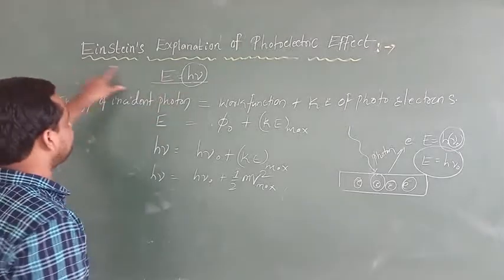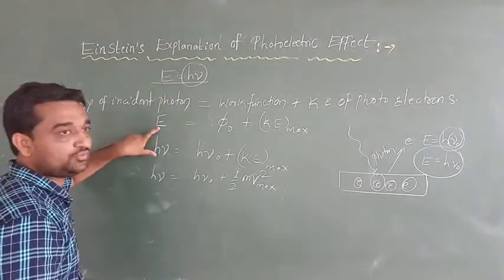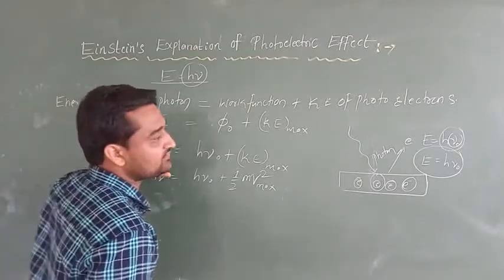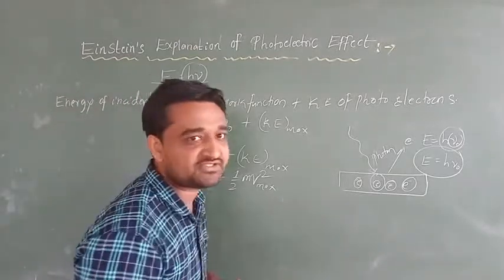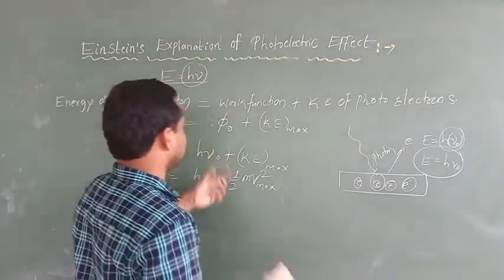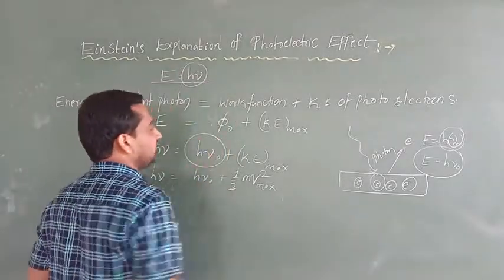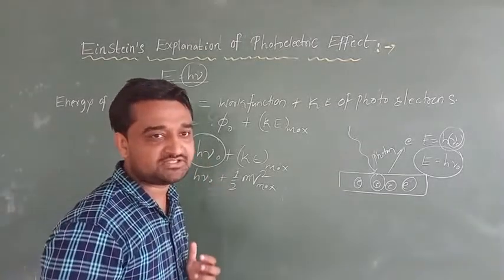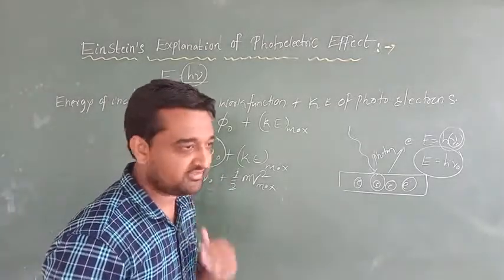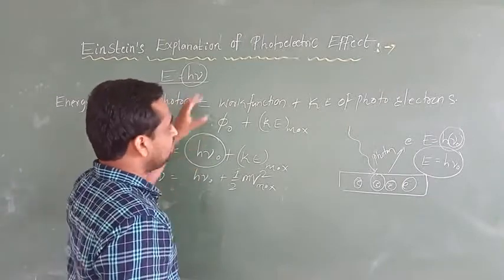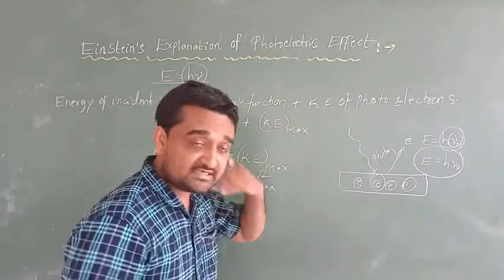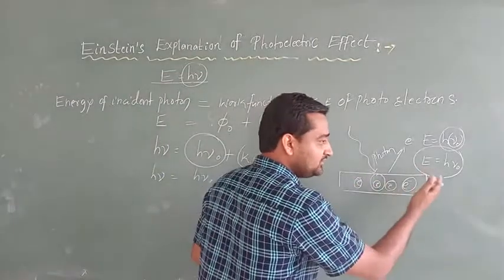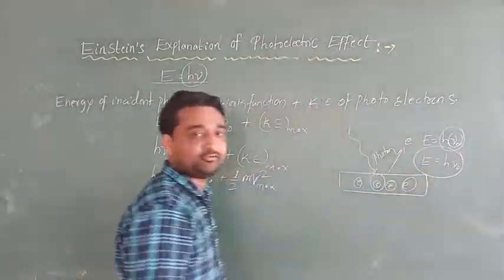The total energy of the incident photon is E is equal to h nu, right? Some amount of this energy is used for the work function of the metal, the minimum amount of energy required to liberate the electrons from the metal surface. And then the remaining amount of energy, the extra energy of the photon, will be taken as the kinetic energy of the electron, and then it moves with the velocity v.